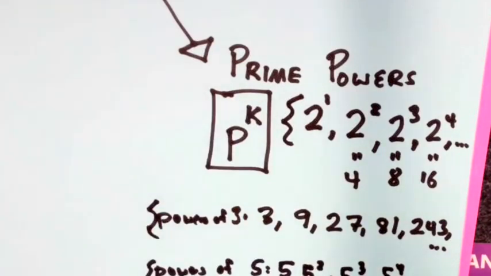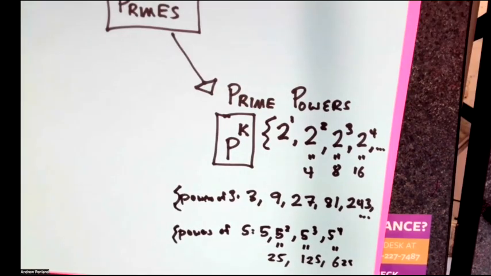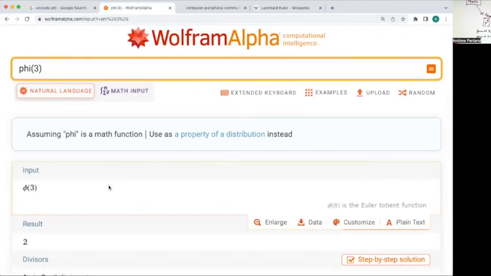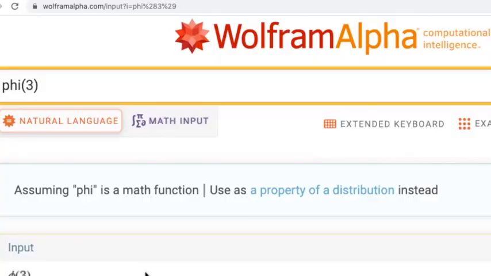Now, I'm not going to make you calculate phi of 625 by hand. That would be cruel, sadistic, and absurd. Instead, you're more than welcome to use your computer to experiment. So if I look at phi of 3, I know that the answer is 2. And I can start collecting that data and see if I notice a pattern.